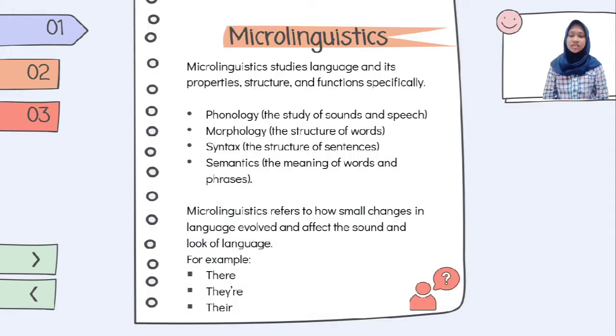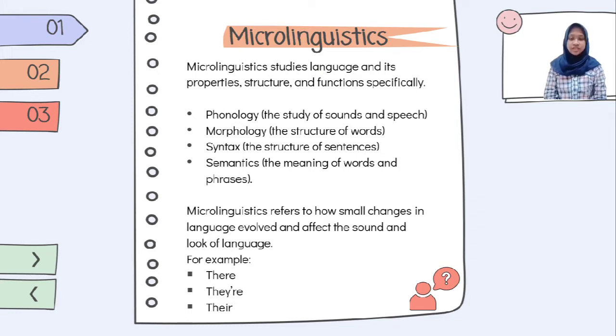Microlinguistics takes a closer look at language. Microlinguistics studies language and its properties, structure, and functions specifically, thus phonology, morphology, syntax, and semantics. Unlike macrolinguistics, microlinguistics is not concerned with the impact of language beyond the language itself. It studies languages purely in the abstract sense. Examples of this field could include the study of the formation of diphthongs, conventions of spelling, and the origins of specific words.